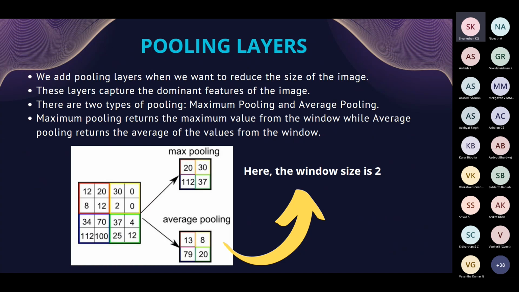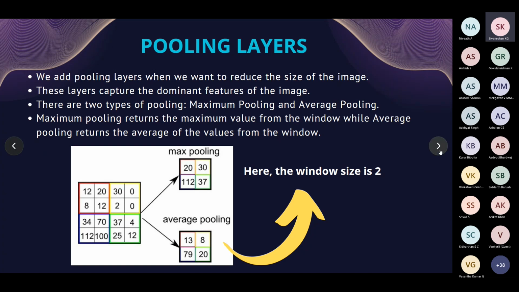After padding, there are pooling layers. We apply pooling layers to reduce the size of the image, and also to capture only the important features of an image. We want to reduce the number of features we have. There are 2 types of pooling. In pooling, you take a small window in your image and perform some kind of operation on it. If you do max pooling, you find the maximum of the values in that window. If you're doing average pooling, you find the average of those values in that window.